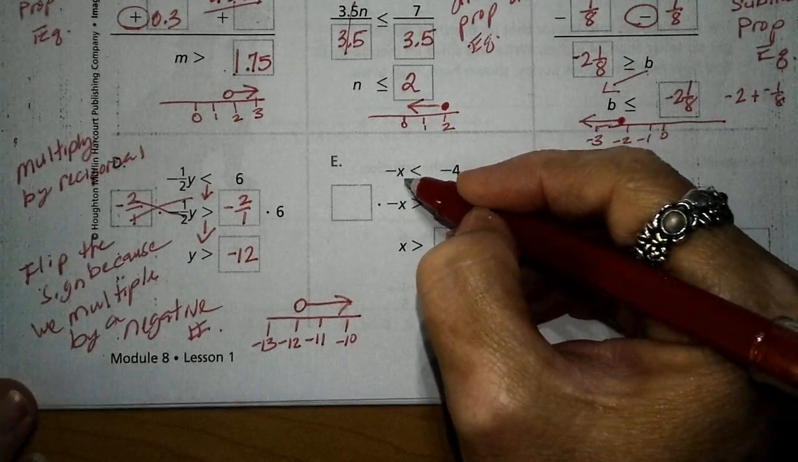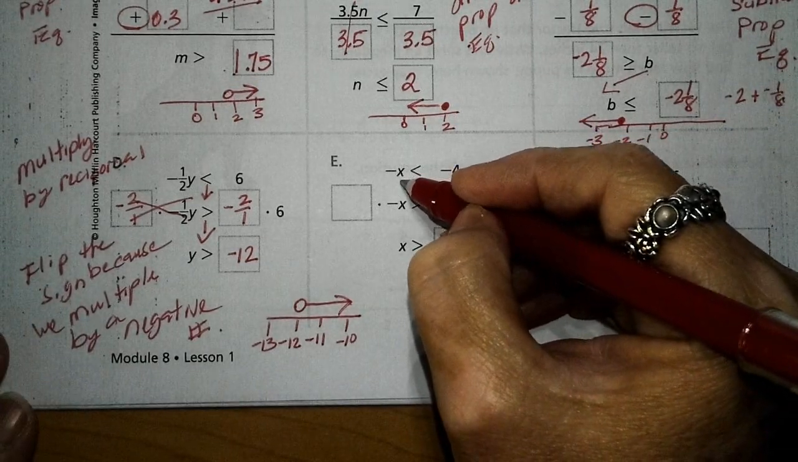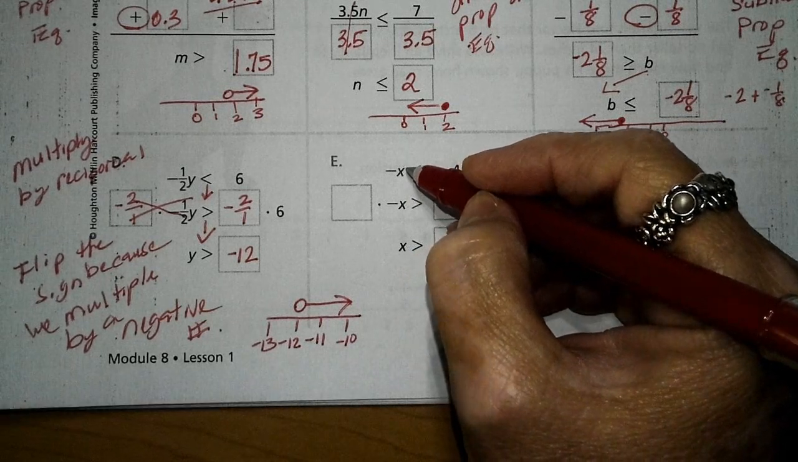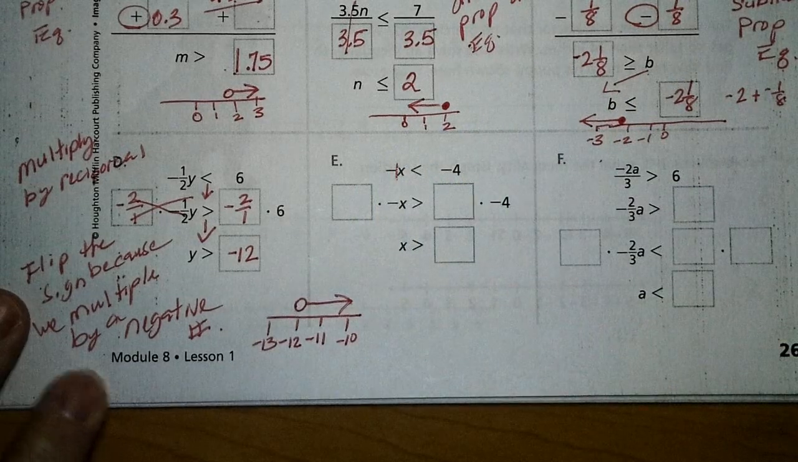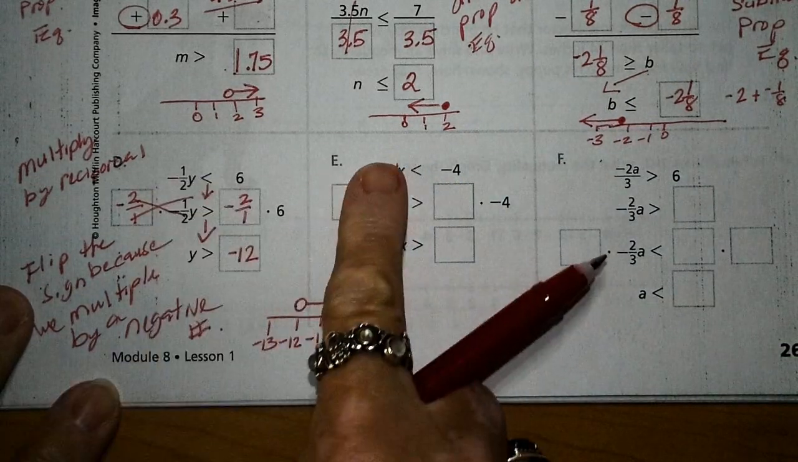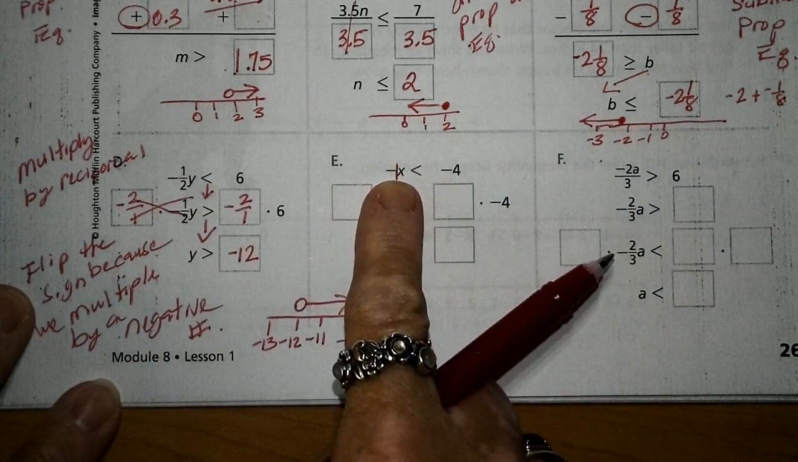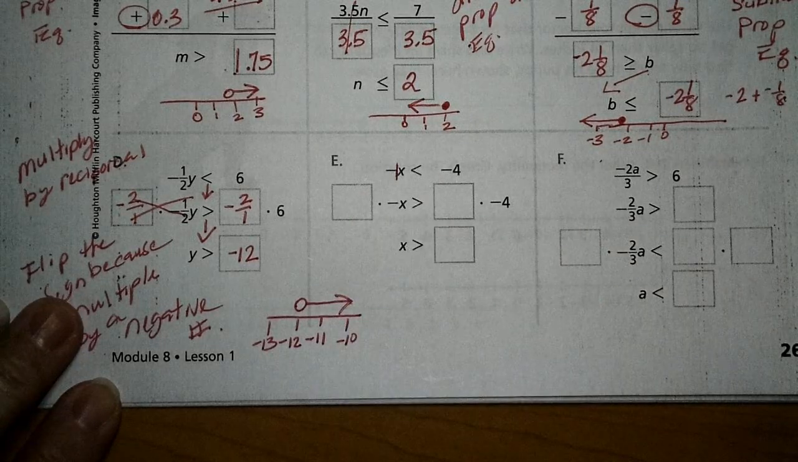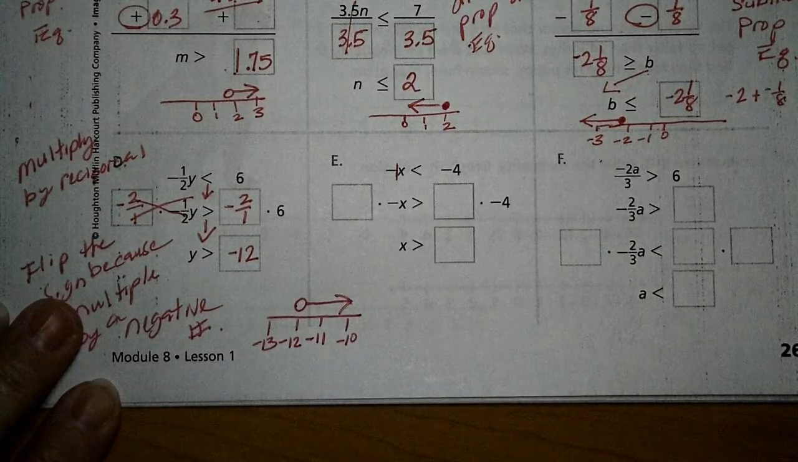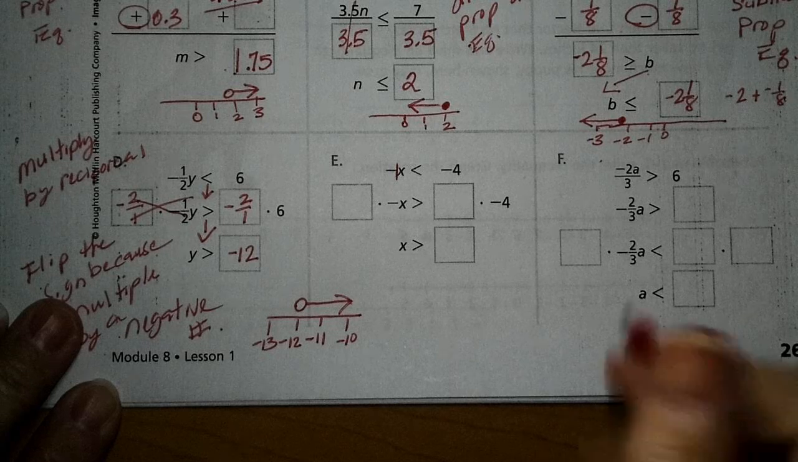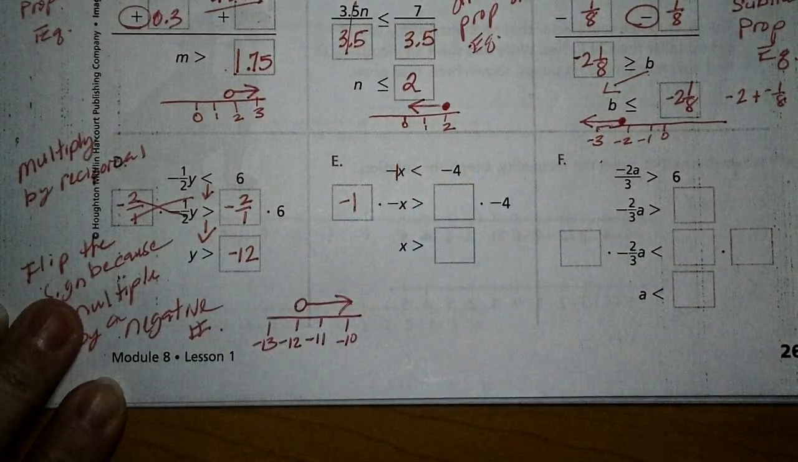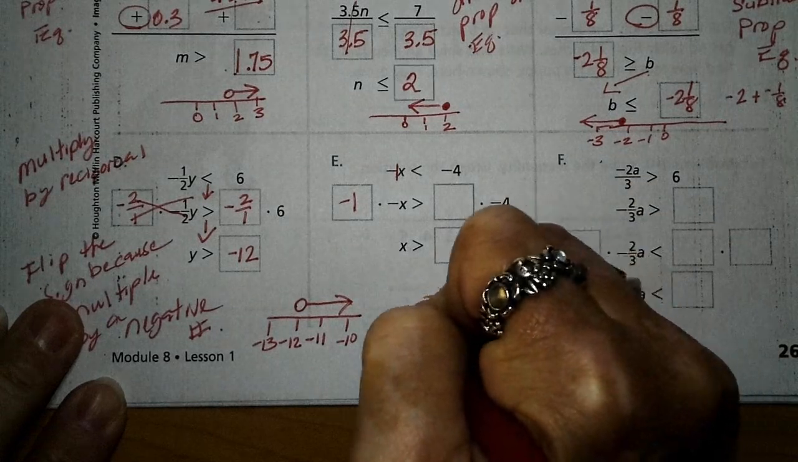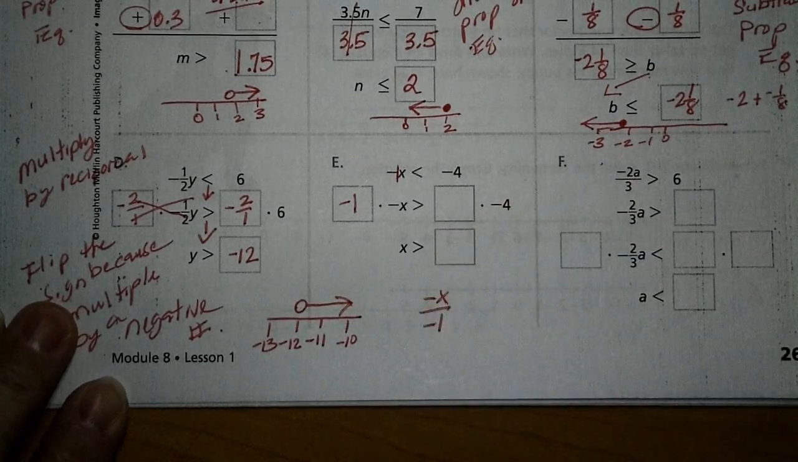So if I only have an x, it's 1x. Remember that. There's like an imaginary 1 right there. And that imaginary 1 is negative. So to get rid of it, we can do one of two things. I can multiply by negative 1, or I can divide by negative 1.